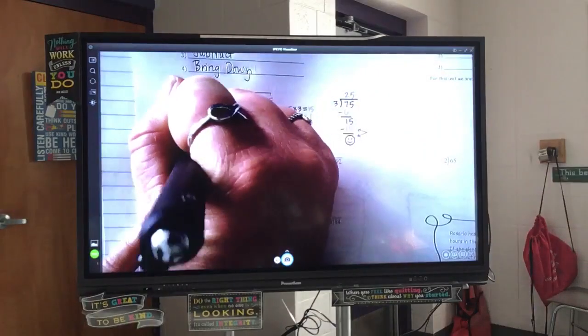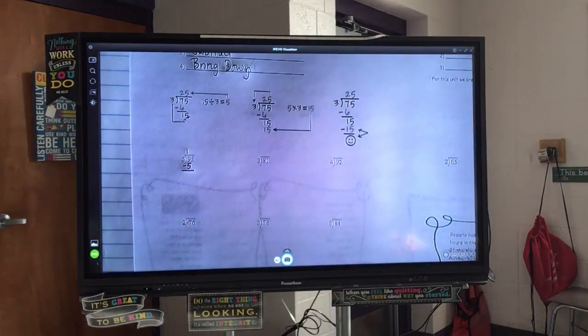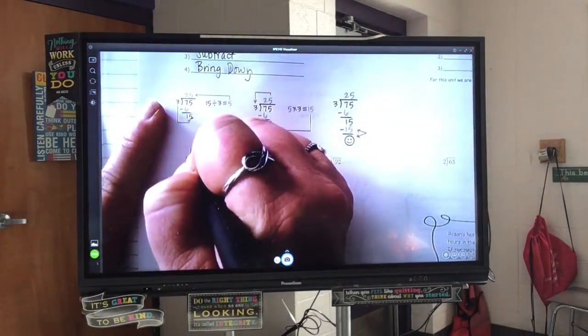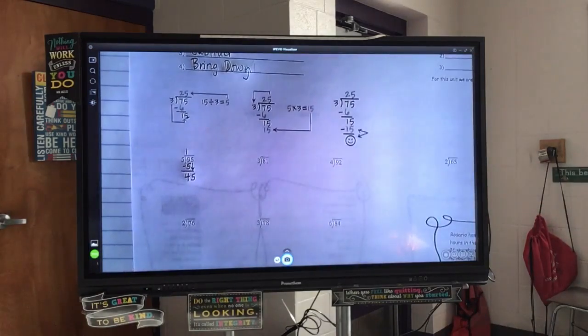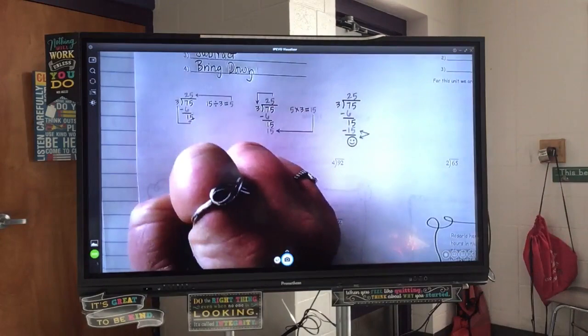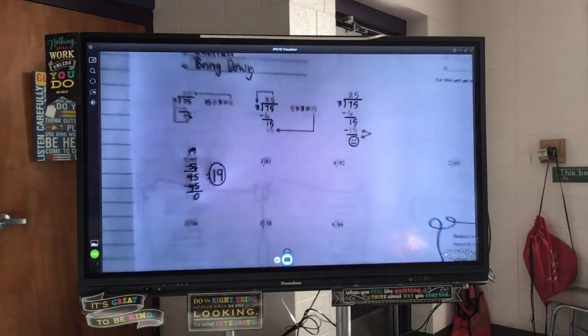1. Then step number 3 tells me to subtract. So I'm going to do 9 minus 5, which gives me 4. Step number 4 tells me to bring down. Then you repeat the process all over again. What is 5 times what gives me 45? Troy? 9. So my answer for this one is 19.